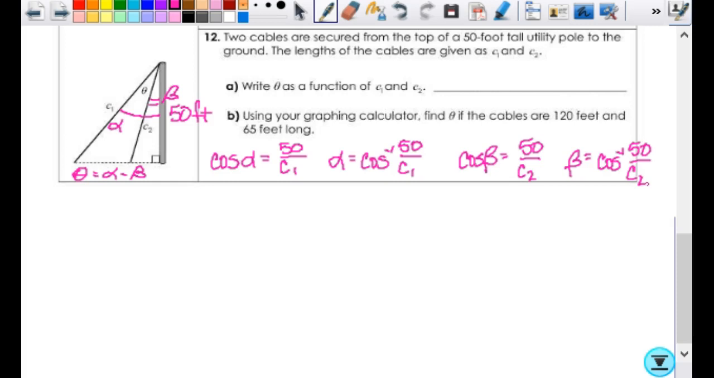So then it says write theta as a function of C1 and C2. Well, here I have theta as a function of alpha and beta, which is not what it asked for. But now that I've solved for alpha and beta, I can substitute that in. And theta is equal to, and that way you also get them. Writing something down like that also ensures that you're going to subtract correctly. Because right now, you have no clue what these values are, right? And if you subtract them backwards, you're just wrong. So theta is the cosine inverse of 50 over C1 minus the cosine inverse of 50 over C2.